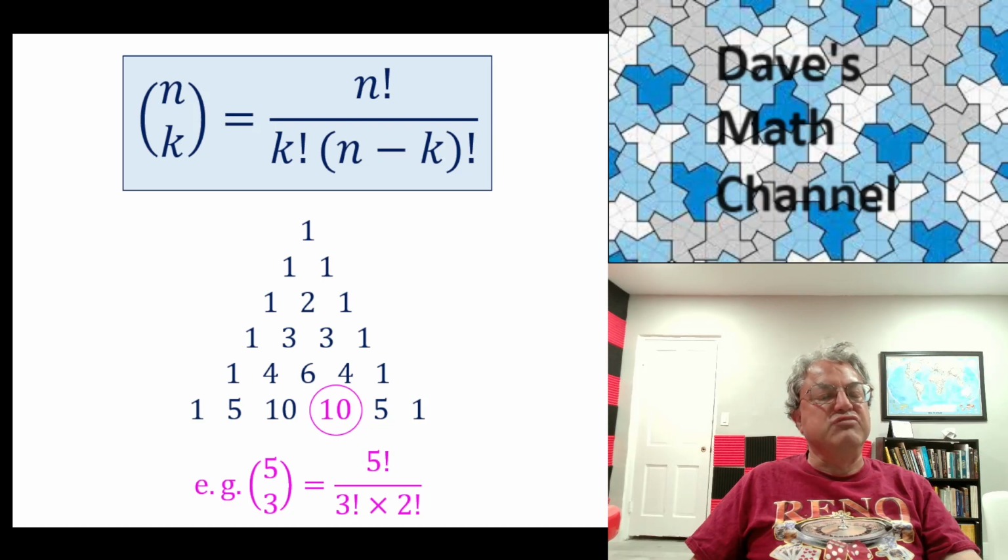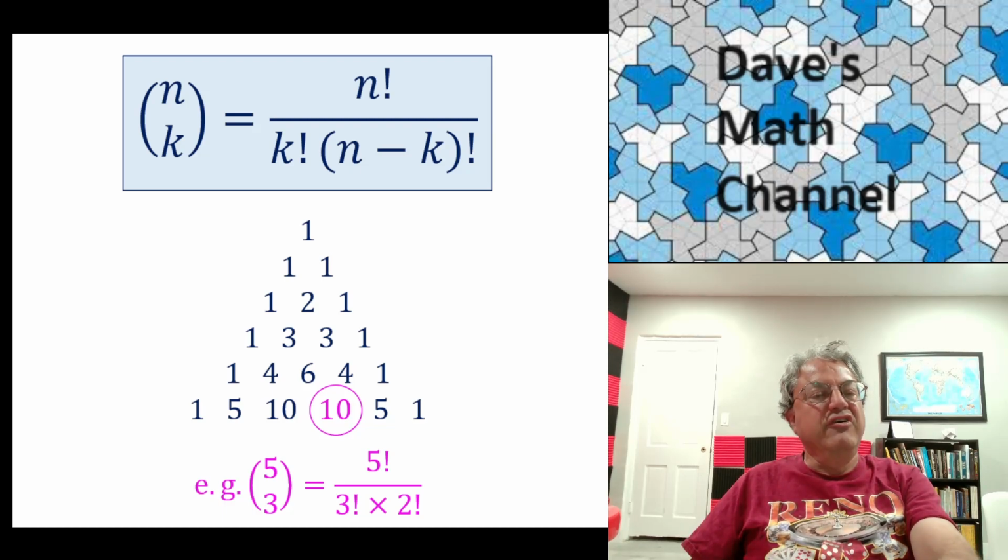You could also get it from Pascal's triangle, as they do here. But anyway, this is the formula. n choose k is n factorial, that's just the product of the positive integers up to n, and then you divide that by k factorial times n minus k quantity factorial. Kind of a nice formula.